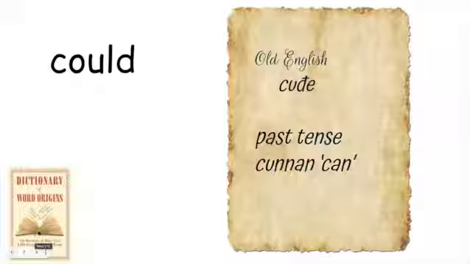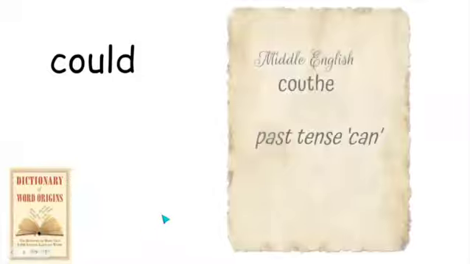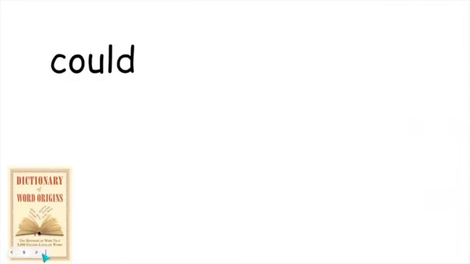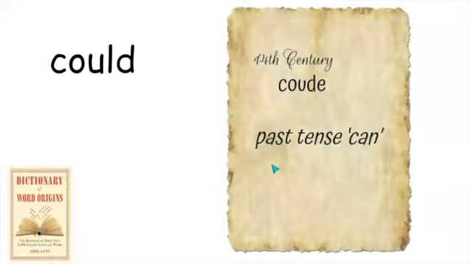Then we see the word could evolved over time. By Middle English, they've taken out that letter, the eth, and they've replaced it with a TH, still meaning the same thing, past tense of can. By the 14th century, we're starting to see more of a resemblance to our current spelling of could. Notice, though, there's no L in there yet.